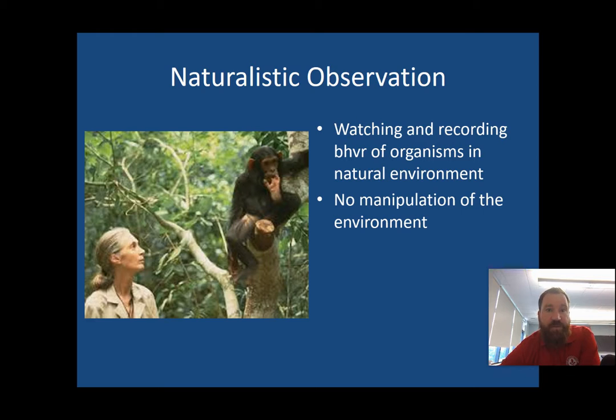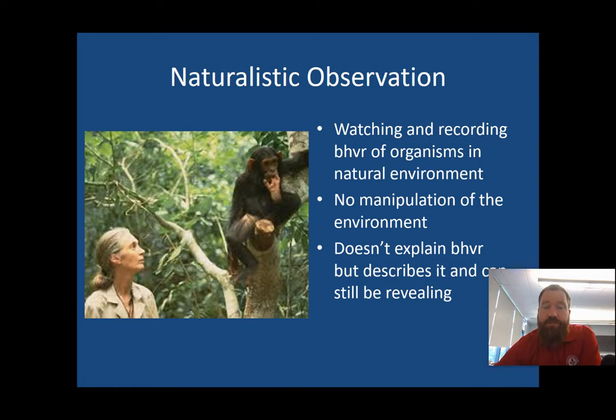Right, naturalistic observation has its drawbacks. It takes a long time. It takes a long time to do that. And similar to case studies, and actually all descriptive studies are kind of like this, it doesn't explain the behavior, right? If you're getting interviewed for a case study, you can try to talk through your behavior, why you do the things you're doing.